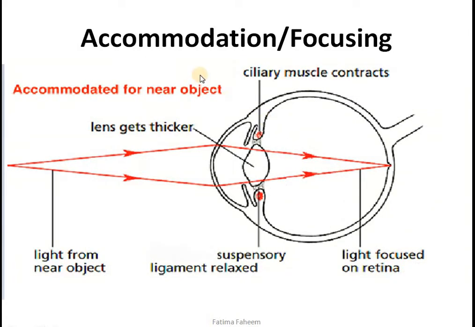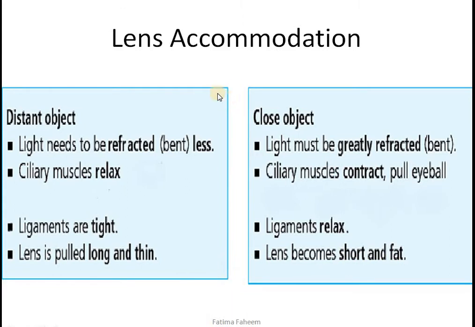On the other hand, when you looked at any object that were close to you, the lens became fatter and thicker, ciliary muscle contracted and suspensory ligaments relaxed. This is the summary of what happens during lens accommodation. Distant object, for that light needs to be refracted less. While on the other hand, if you are viewing something which is close to you, the light rays striking it and coming to your eye would need more refraction or bending.